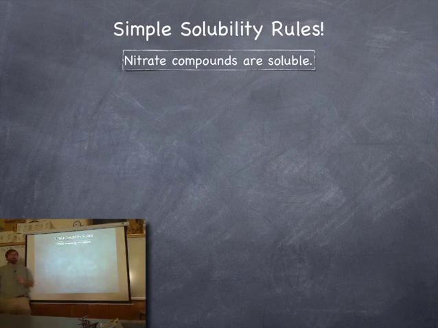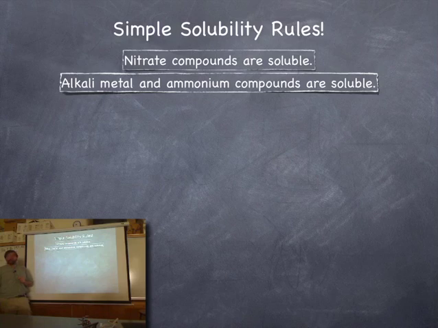Rule number 2, alkali metals and ammonium compounds are soluble. So if it's an ion, and these are all pretty much ionic, this is about ionic solubility. Solubility of covalent compounds is significantly more complex and not applicable to this sort of thing. Precipitation reactions are generally the types of ones that we're going to deal with, and those are ionic compounds.